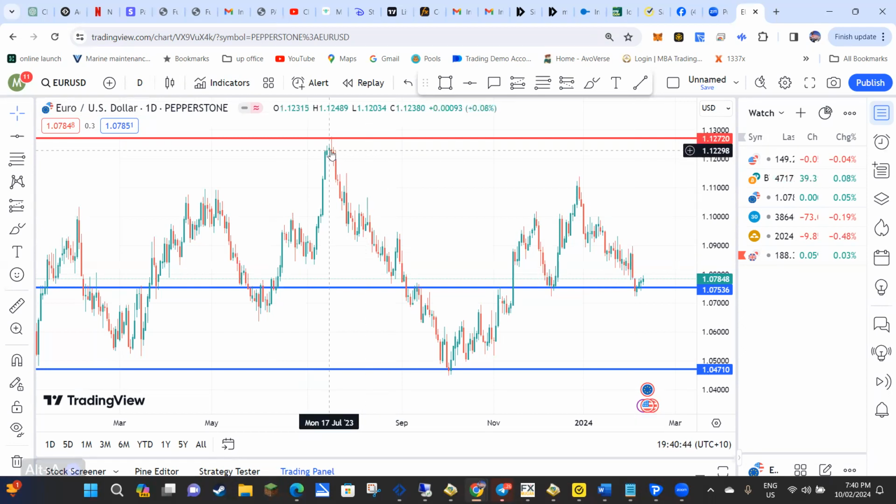So generally, for the moment, as far as support and resistance goes, the higher time frames are more accurate. The trends are also more accurate. A lot of things are more accurate because you're looking at a larger amount of time.